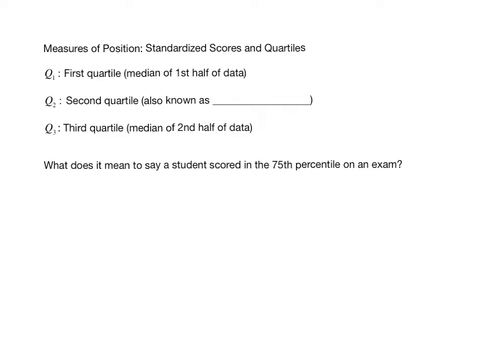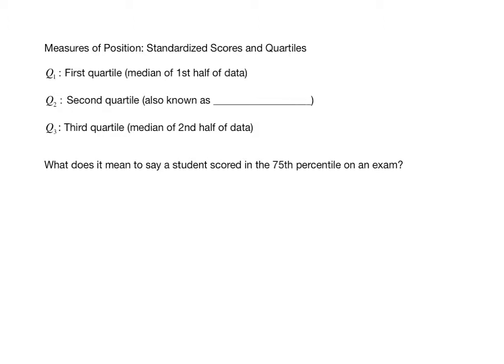Let's recall what a percentile rank tells you. What does it mean to say a student scored in the 75th percentile on an exam? If a student scored in the 75th percentile on an exam, that means that 75% of students scored what he did or less, which then also means that 25% scored better. So percentiles are measures of position.